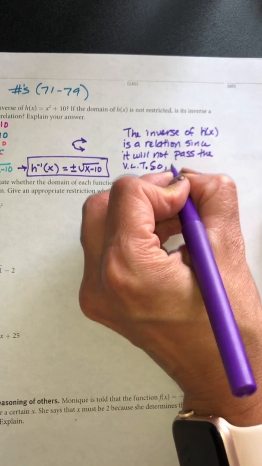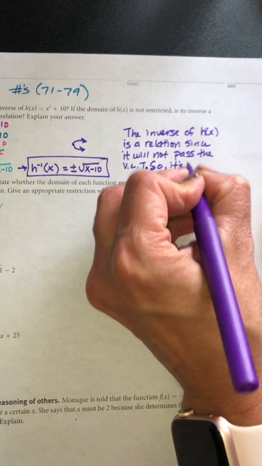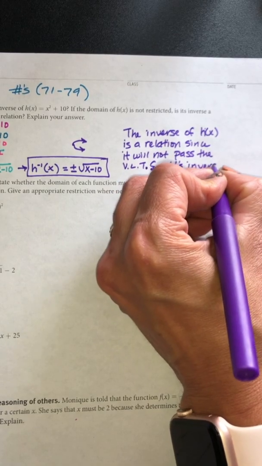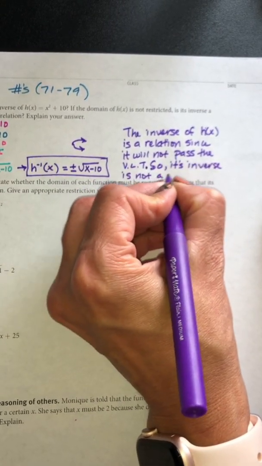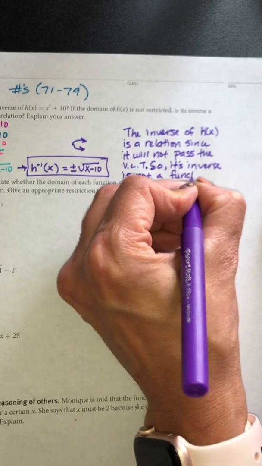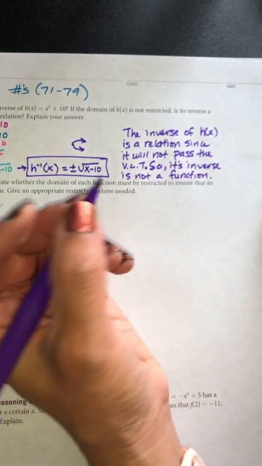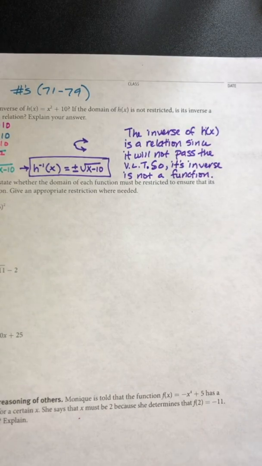So its inverse is not a function. And your write-up could be similar, but it does not have to be the same exact wording as mine. Right? Plus, this is after the fact. So if you're copying down my wording, that's not cool. That's plagiarism.